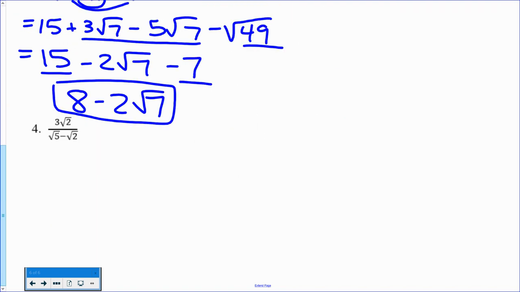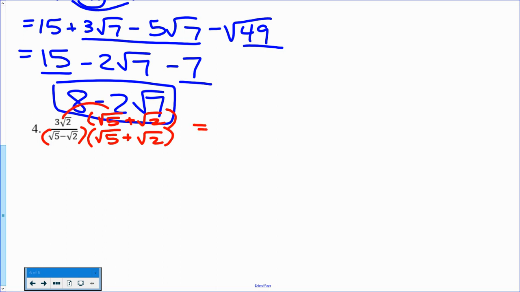And then the last problem, check for your understanding here. I am going to multiply by the conjugate because I have 2 terms. I have the square root of 5 and the square root of 2. So I'm going to multiply by the square root of 5 plus the square root of 2 on the top and bottom.